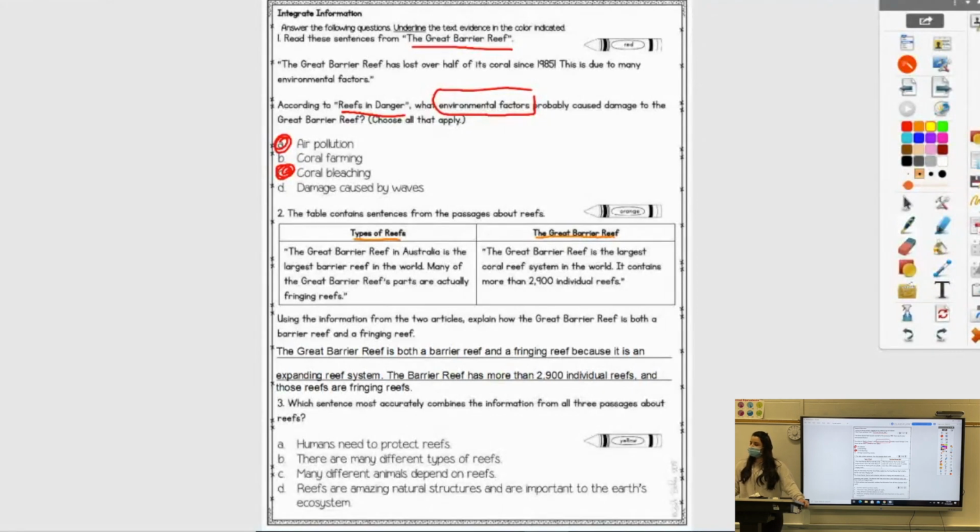Very good. Can you read it for us? Beautiful. You should have gotten D.